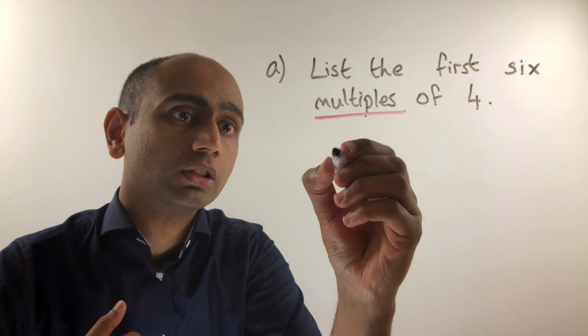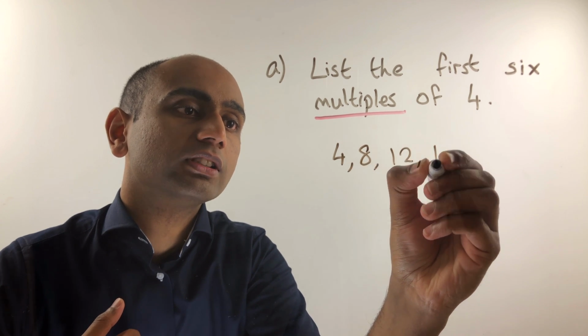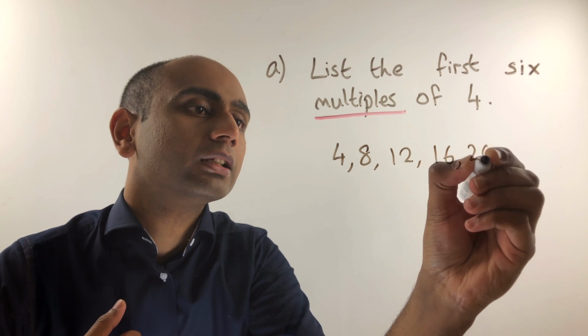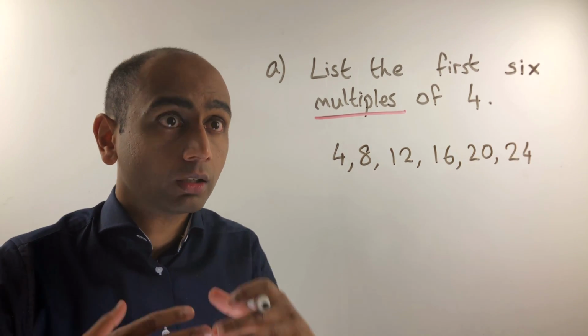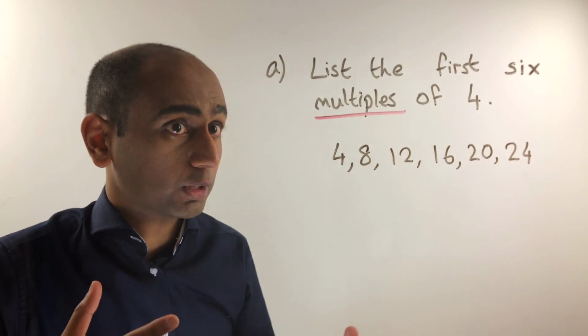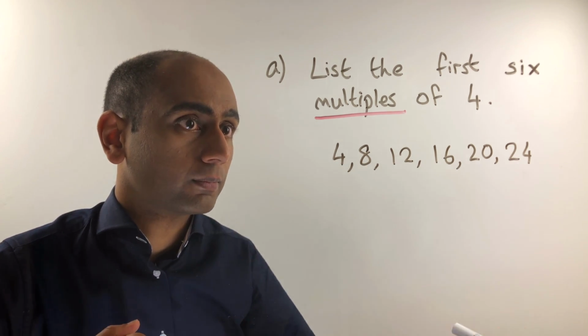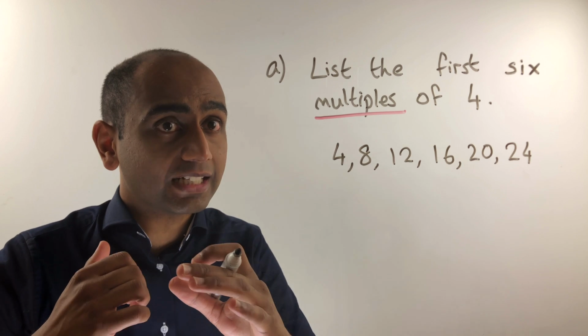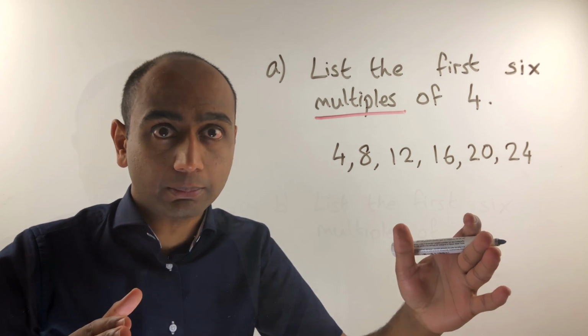So that gives us 4, 8, 12, 16, 20 and 24. And that's the answer. Note, we could never list all the multiples of 4 because the 4 times table goes on forever. Compare that with what we did in lesson N4a on factors, where it is possible to list all the factors of a number.